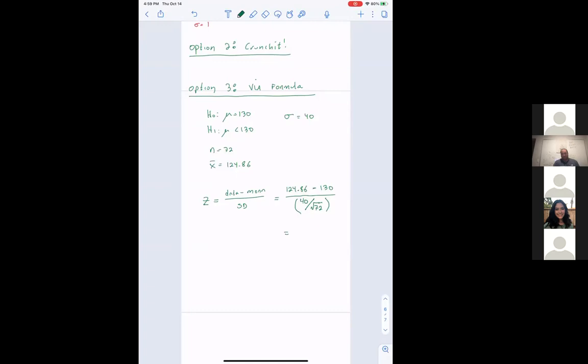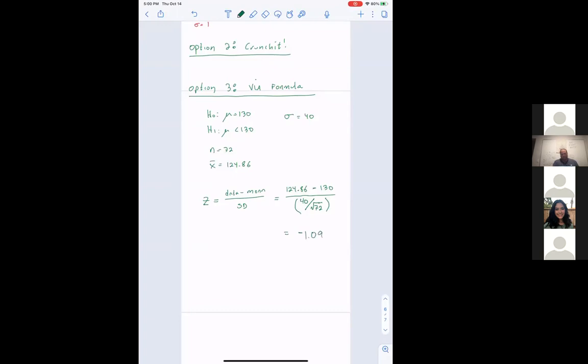What do you think I get? 97. Woo, buddy. Where did that come from? The top is negative, so I'm not sure how you get a positive number in the first place. 124.86 minus 130 is a negative number. I think you might have... So what is it? Negative 1.09.